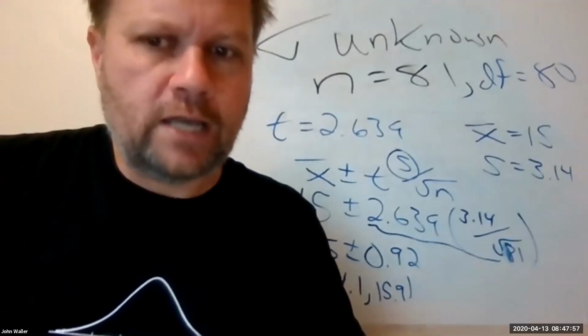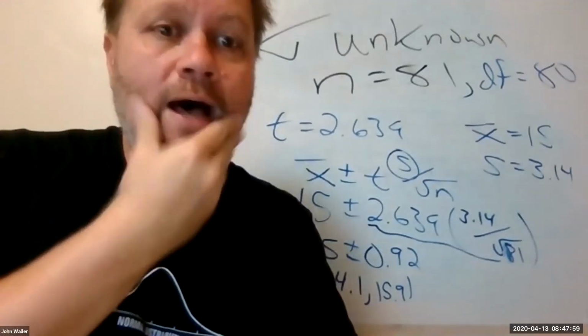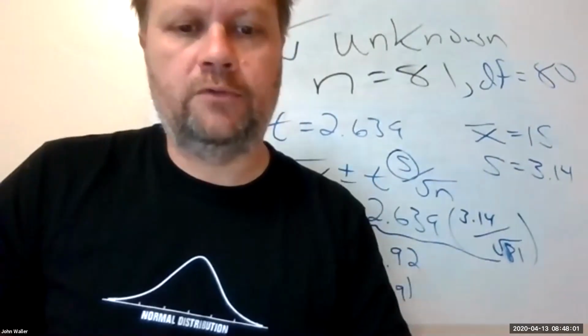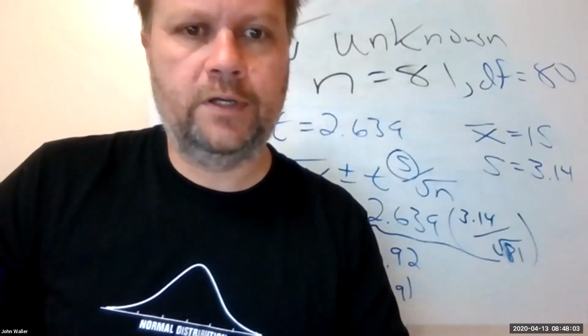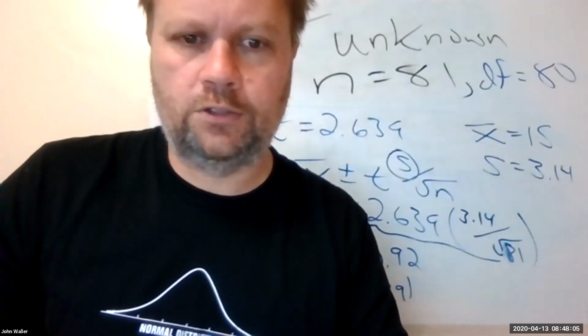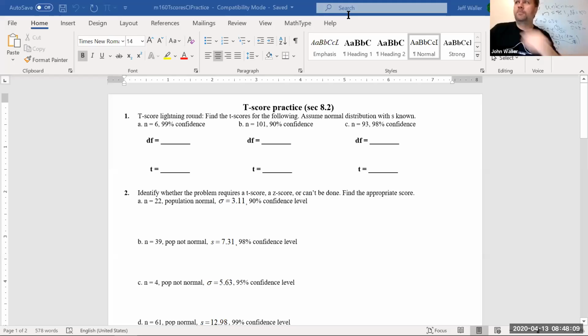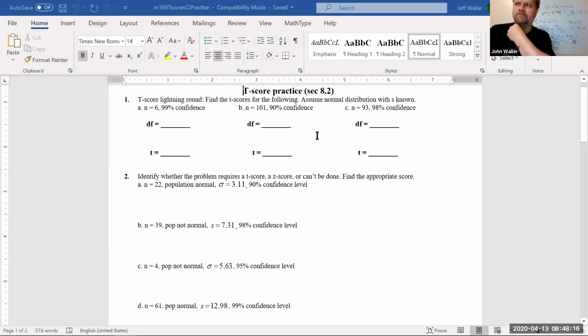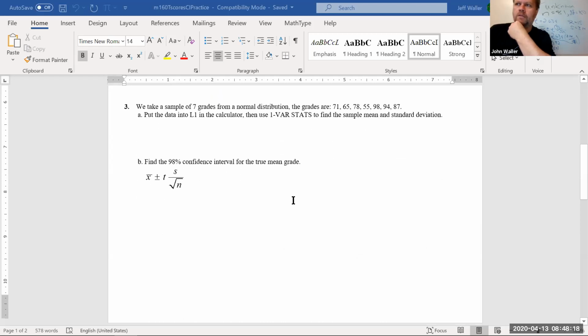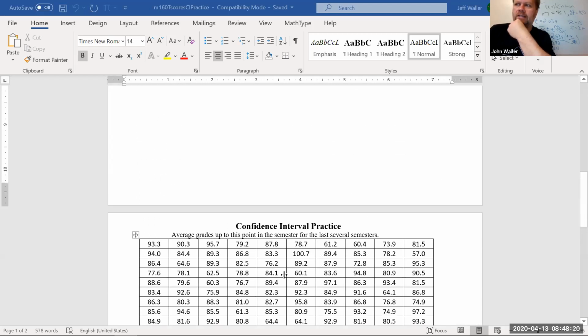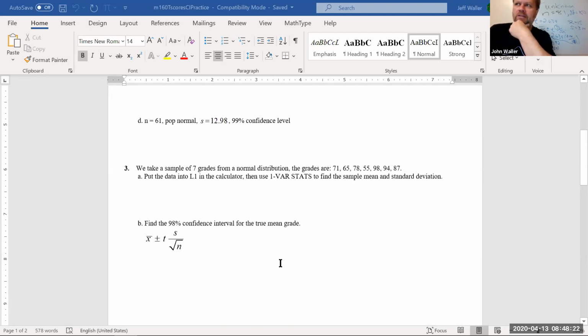So we finished chapter 8. What I'm going to do, let me share my screen again real quick. I'm going to put, where are you? Here, all right. I'm going to put this up on Canvas. This is the T-score practice sheet, right? Don't worry about this side down here. Don't worry about this side here.